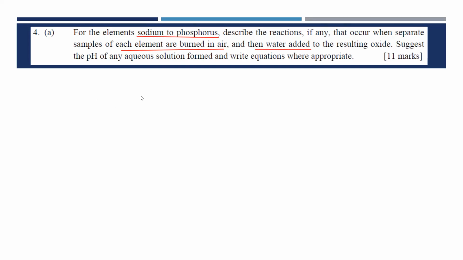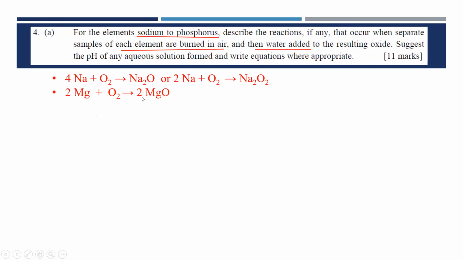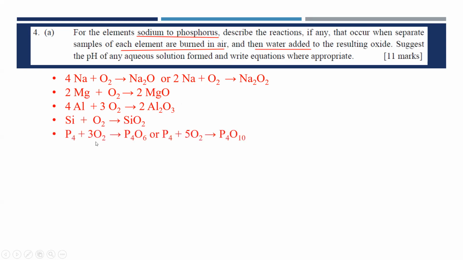First of all, you have to mention that sodium burns in air to form sodium oxide or sodium peroxide. Either one is accepted. Magnesium also burns in air to form magnesium oxide. Aluminium and silicon, to be honest, generally don't burn in air, but for aluminium you still try your best to write: 4Al plus 3O2 give 2Al2O3, while silicon forms SiO2. And finally phosphorus forms P4O6 or P4O10.